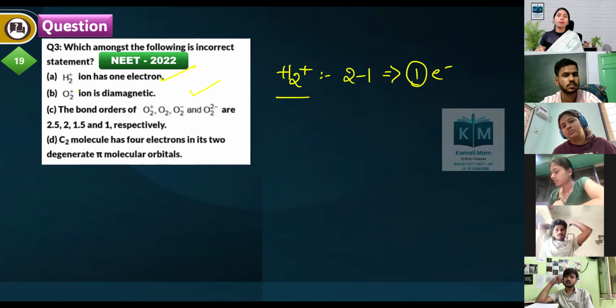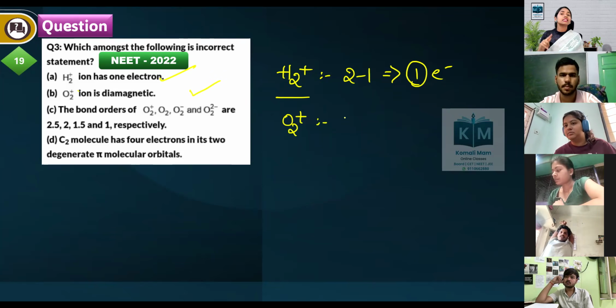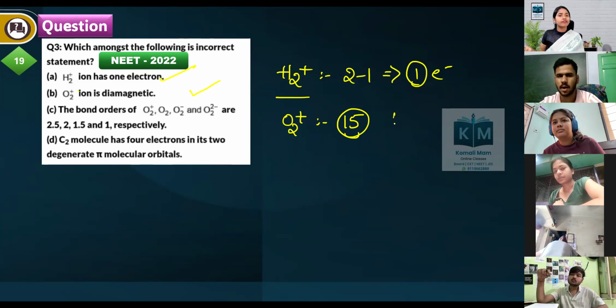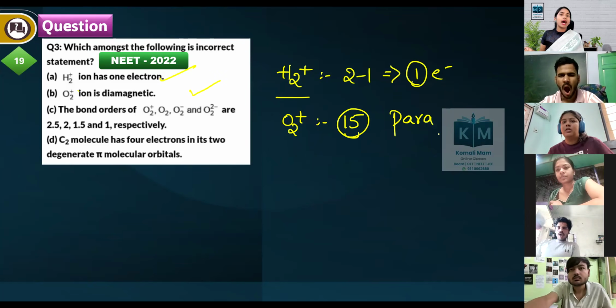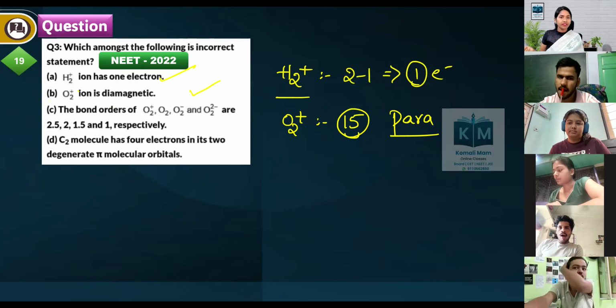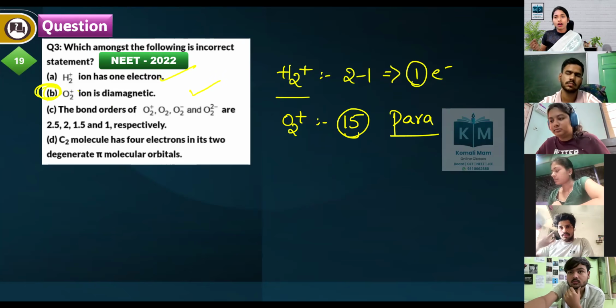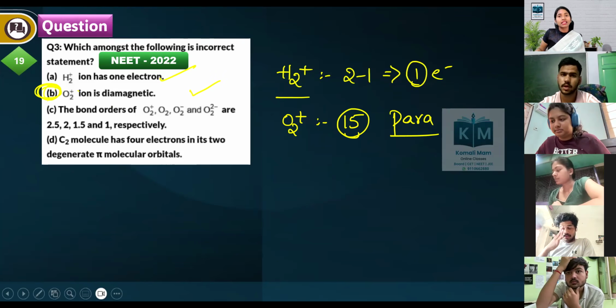O2 plus is diamagnetic. O2 plus: 8 plus 8 is 16, 16 minus 1 is 15. So it has an odd number of electrons. It is paramagnetic, but they have given diamagnetic, so this is incorrect. It is paramagnetic. Odd number of electrons means paramagnetic. Even number of electrons means diamagnetic.